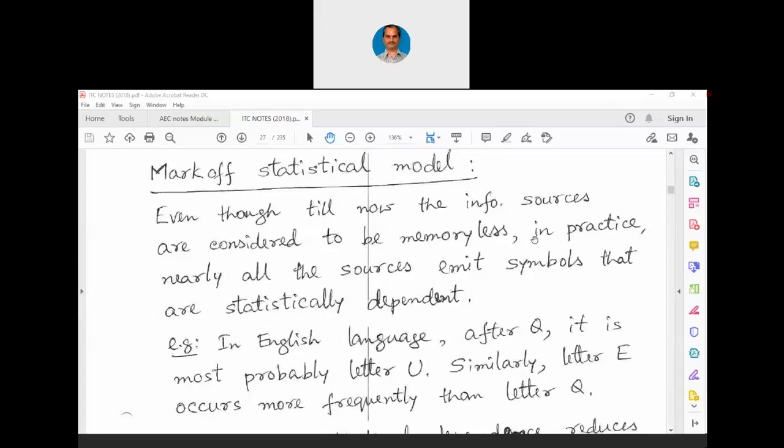So assuming that you are with me in recalling all the previous basics, let me proceed further with this Markov statistical model.